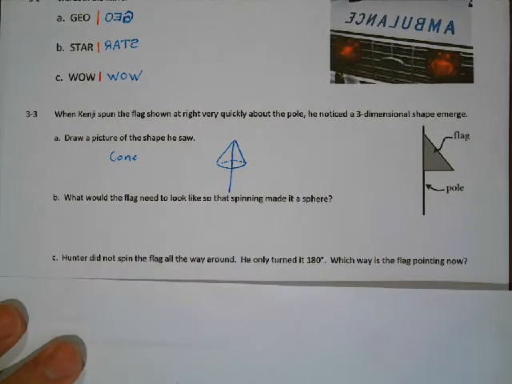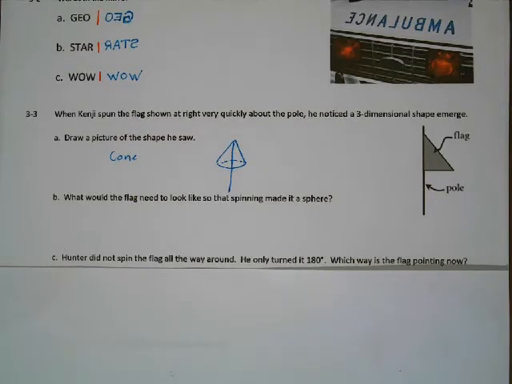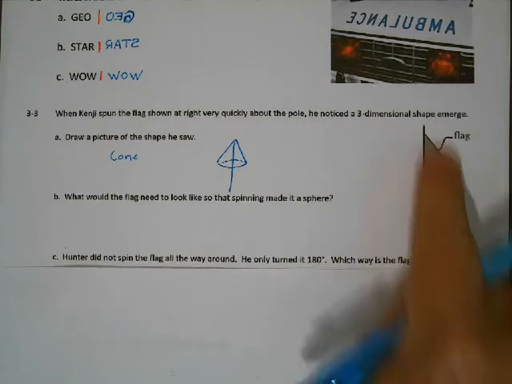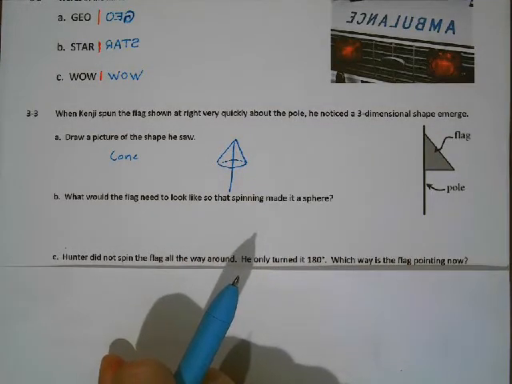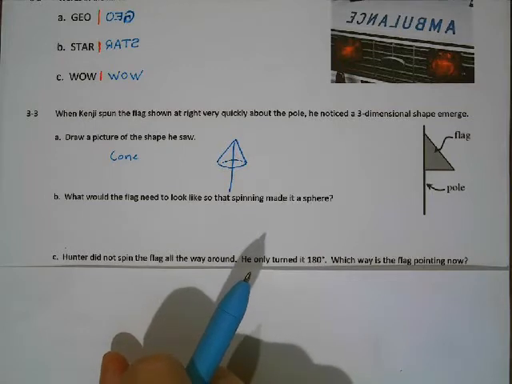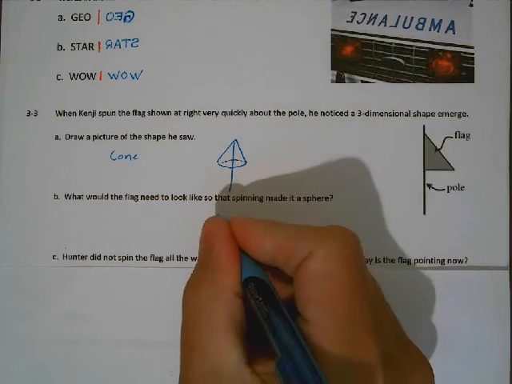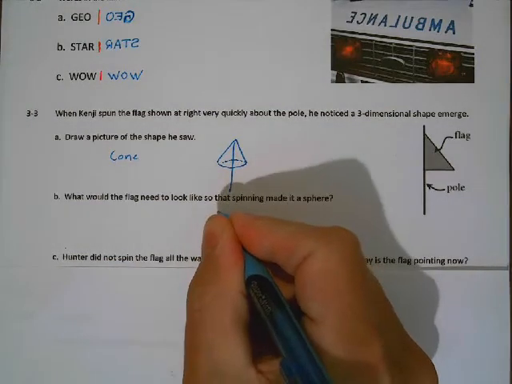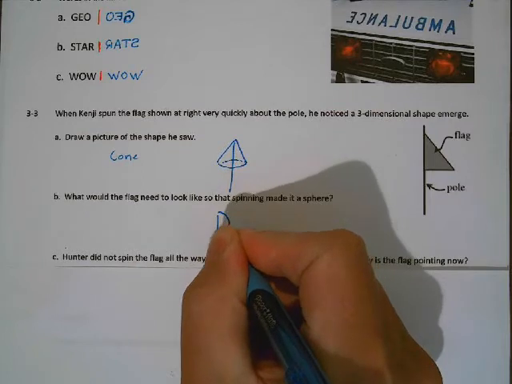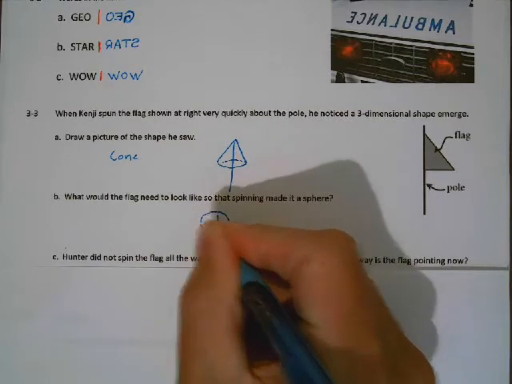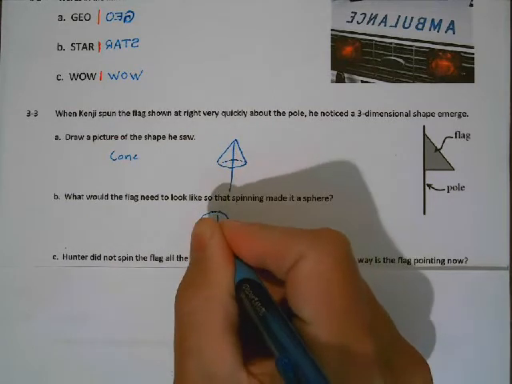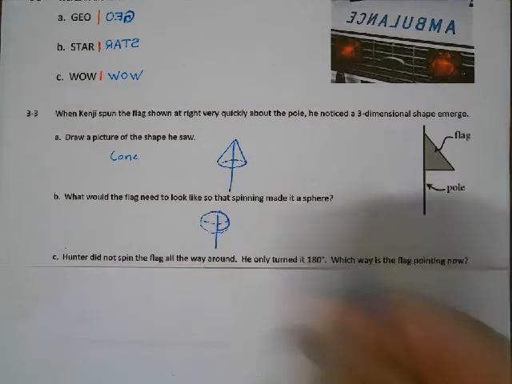Second question, what would the flag need to look like so that it looked like a sphere were being made? Okay, so draw a picture of what you think it would look like. What shape would the flag need to be if when he started spinning it, we needed a sphere? So you can pause it now if you like. Here's my answer. So we've got our flag here. If we want a sphere, we would need a semicircle here. And then when you spin it around, well, I'm really bad at drawing this morning. Sorry. When you spin it around, it'd end up looking like a sphere there.